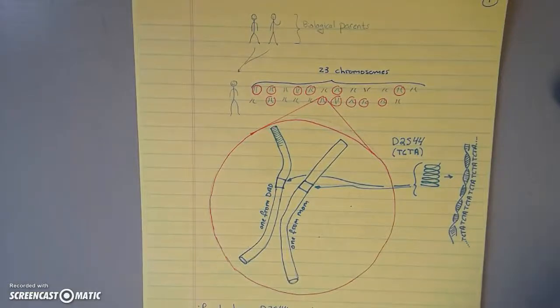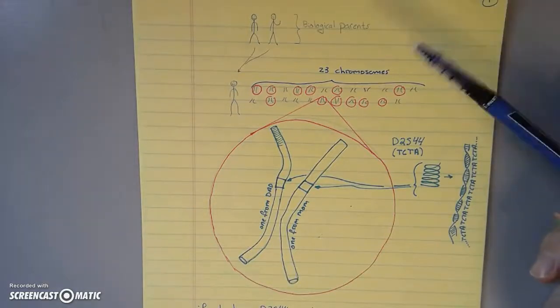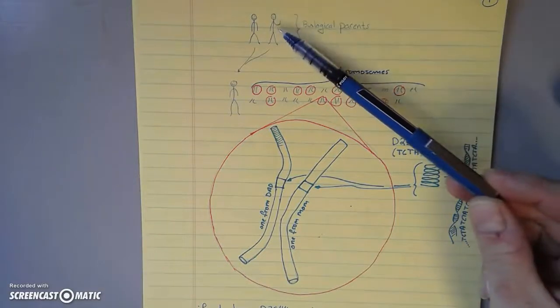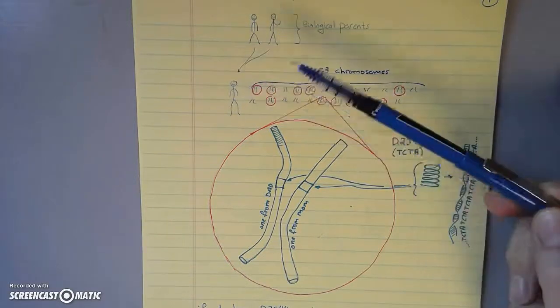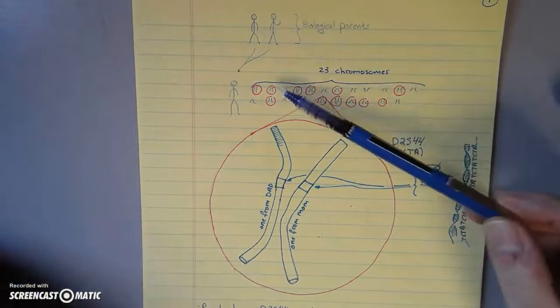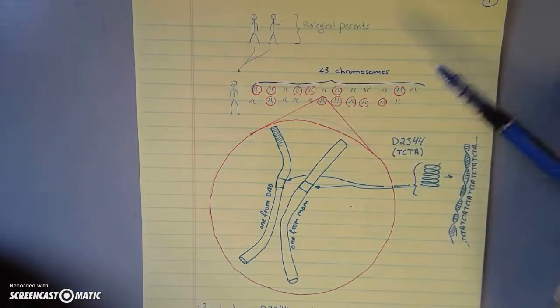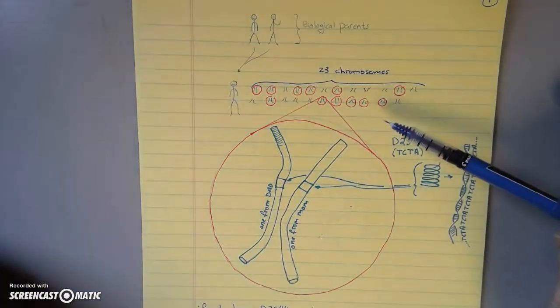Okay, this is the lecture that's meant to kind of summarize the ideas from our lecture on DNA. Here's the breakdown. You have biological parents. They pass on stuff to you. They pass on 23 chromosomes each. You have these 23 pairs.